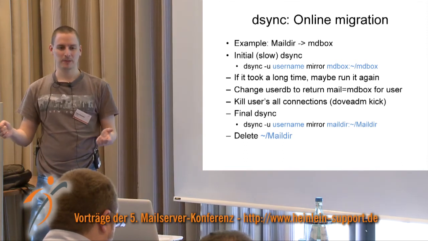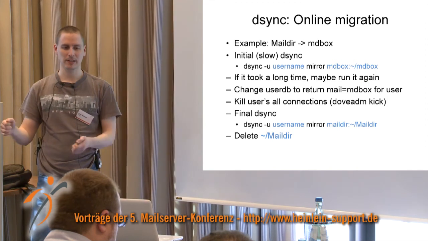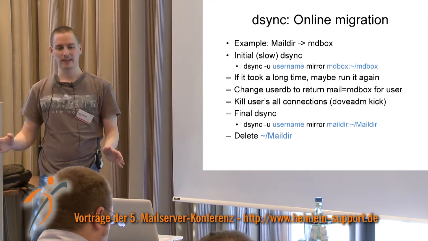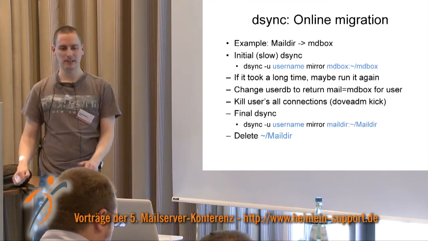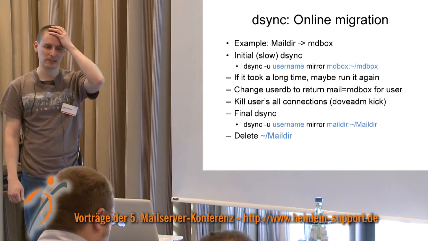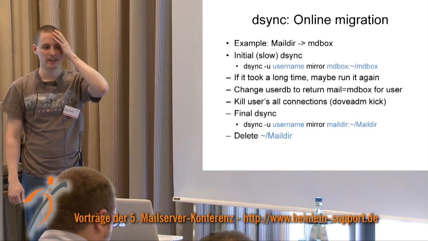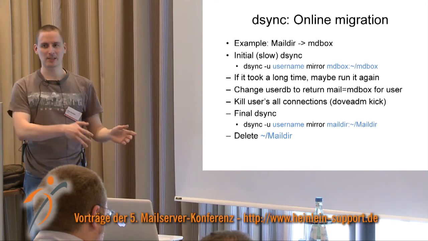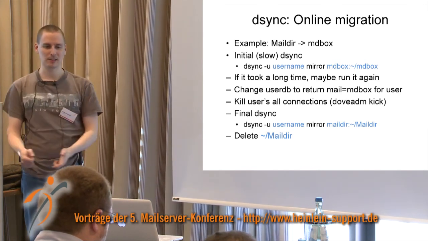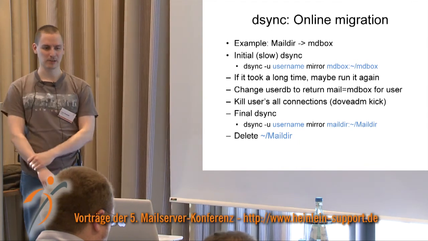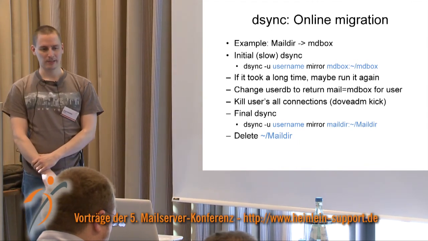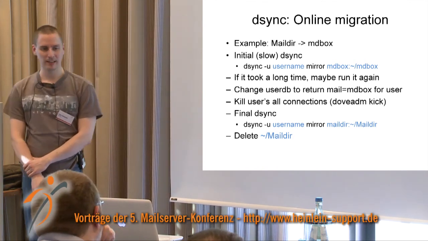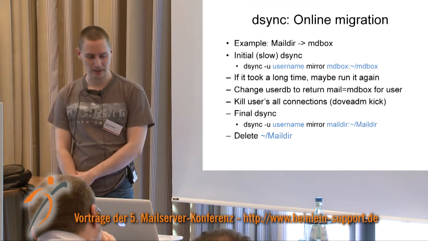But of course it's still possible that there are some user connections using the Maildir, or a few more mails being delivered to the Maildir. Because of that, you first kill all of the user's connections, and then wait maybe a few seconds to make sure that nothing is accessing the Maildir anymore. Then you do one more final dsync that makes sure that if there were still some changes done to the Maildir, those get transferred to the multi-dbox as well. After that you should be done, and you should be able to delete the Maildir. So basically that should work with any kind of mailbox migration or moving.